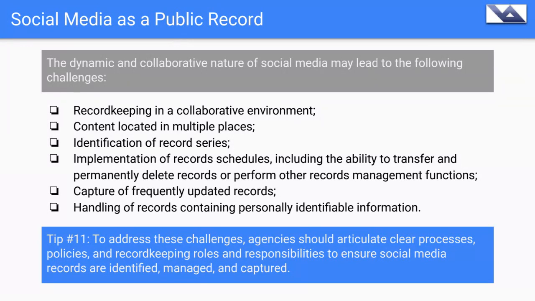So then for tip 11, again, just to address these challenges, agencies should articulate clear processes, policies, and record-keeping roles and responsibilities to ensure social media records are identified, managed, and captured. Honestly, for tip 11, we could take out social media and pretty much plug in anything to ensure email records are identified, to ensure electronic records are identified. Tip 11 is just a pretty all-encompassing tip for records management.